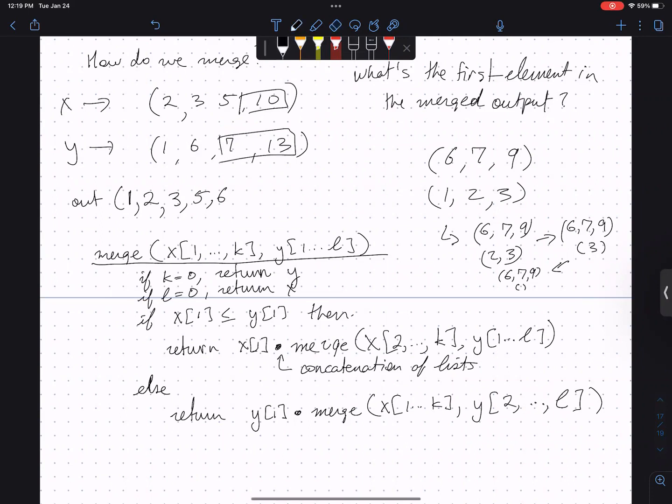We're left with 7 and 13. Compare 7 to 10. 7 is the smallest. So we then compare 13 to 10, and 10 is the smallest. And then we have our base case, only Y is left, and we output 13. All right. Any questions about the merge routine?